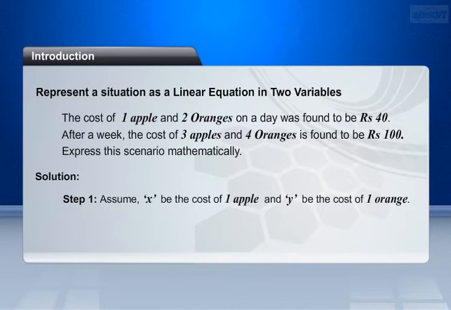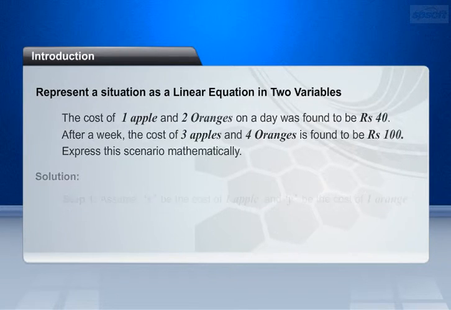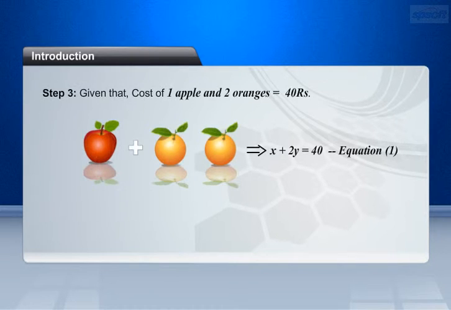Here, let us assume that x be the cost of one apple and y be the cost of one orange. Therefore the cost of one apple will be 1 into x, that is, 1x. Similarly the cost of 2 oranges will be 2 into y, that is, 2y. Given that the cost of one apple and 2 oranges was found to be 40 rupees, we can represent this mathematically as x plus 2y equals 40. Make this as equation 1.